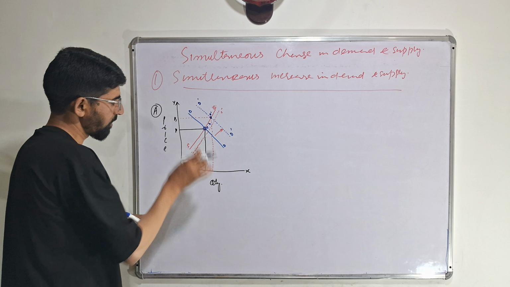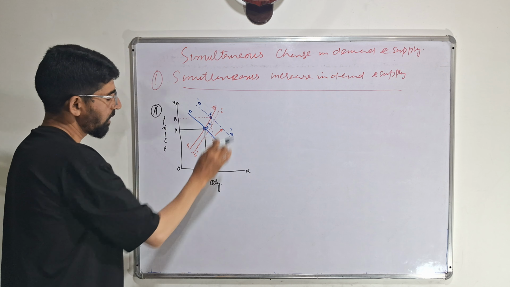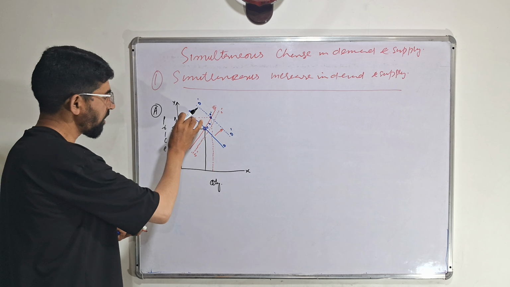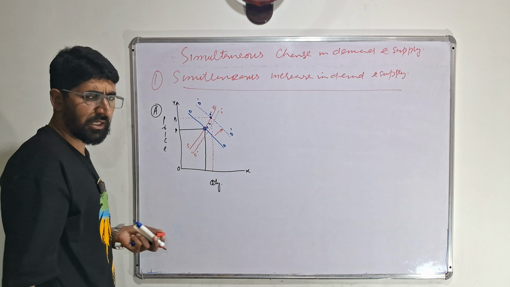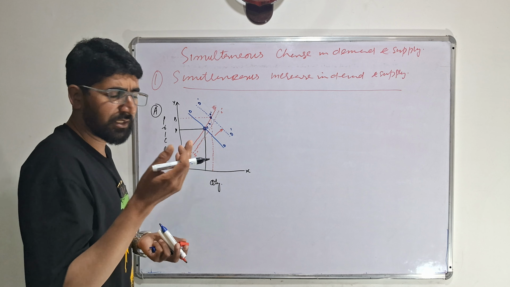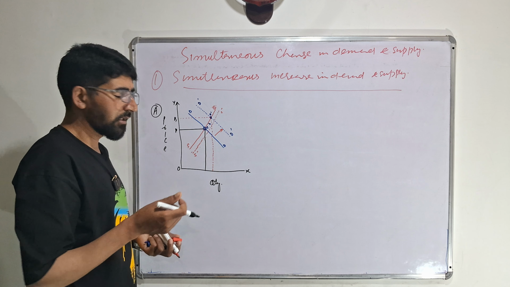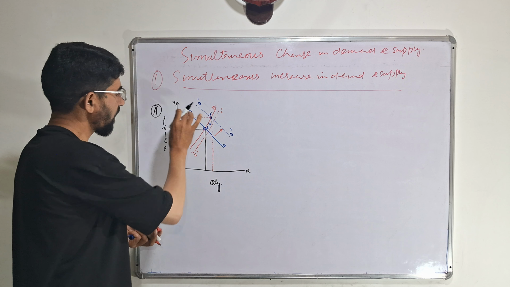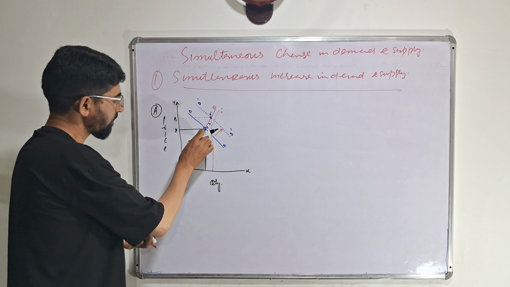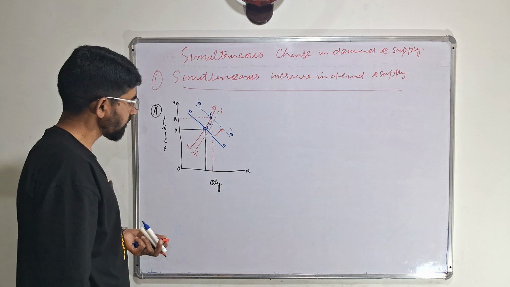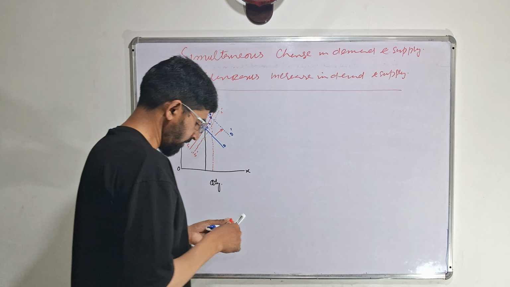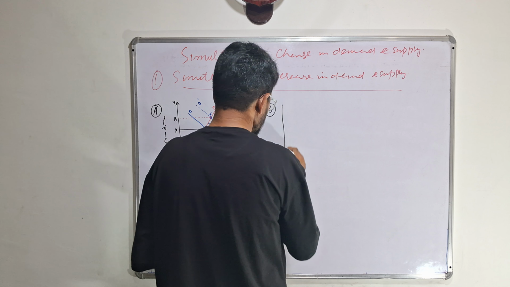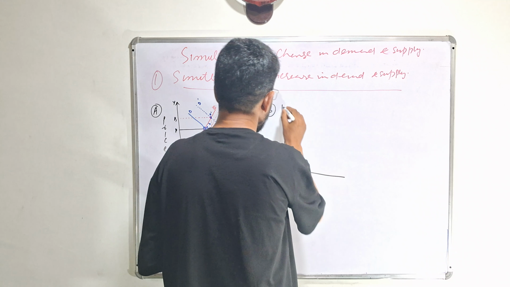If you observe this, the change in quantity supplied is less, but the change in quantity demanded is more. Due to this change in quantity demanded, price rises. Generally we see in the market that when demand increases, sometimes price increases due to pressure of demand. But here supply is less. In the second case, I will show.